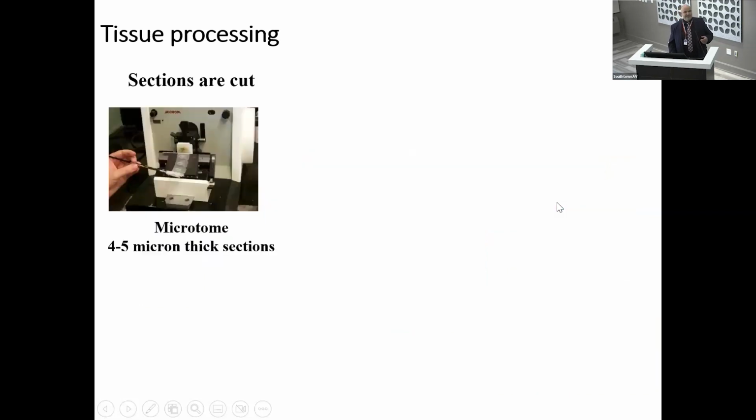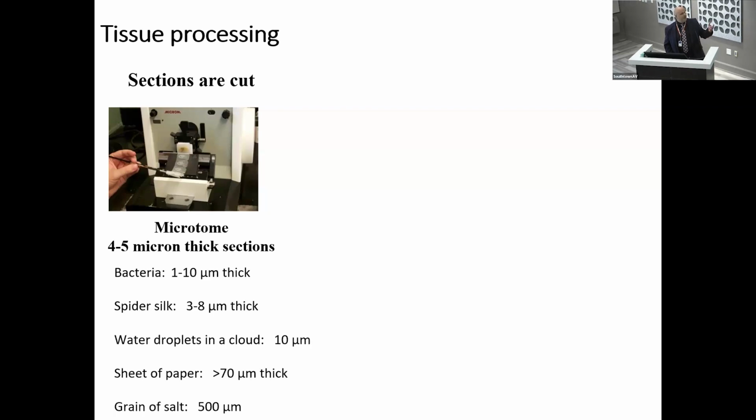The next step is to section it. You use this device called a microtome. It's kind of similar to a deli slicer, but much, much more precise. It cuts sections that are 4 or 5 microns thick. To give you an idea of this thickness, a spider web is about 3 to 8 microns. So it's about the same thickness, and much, much thinner than a paper sheet.